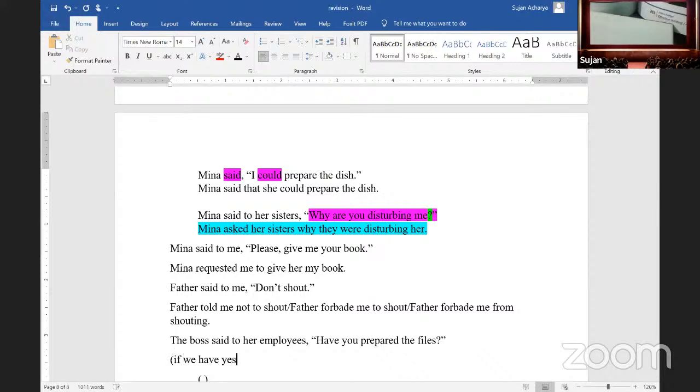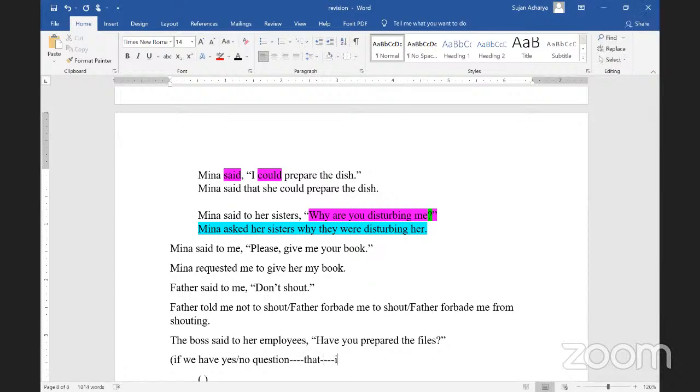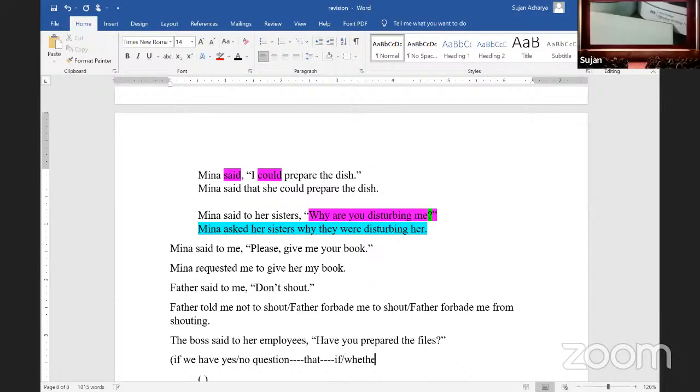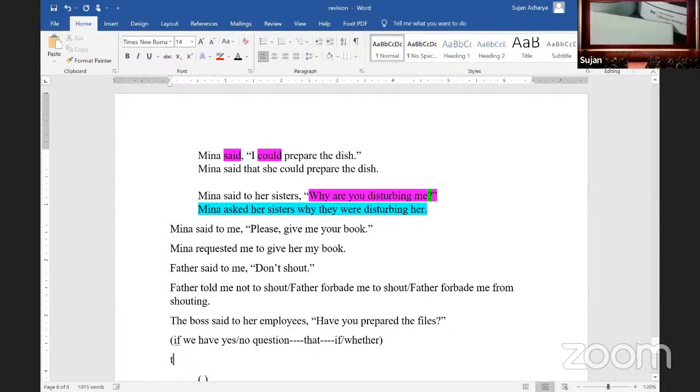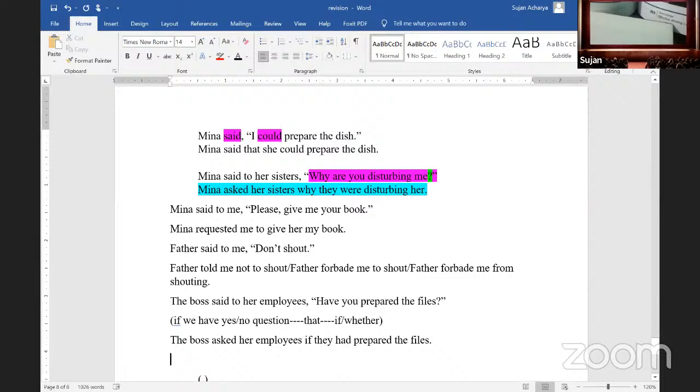If we have a yes, no question, then the word that is replaced by if or whether. The boss asked her employees if they had prepared the files, or whether they had prepared the files.